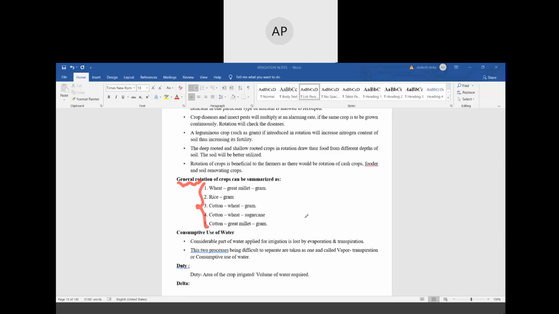Suppose in one field, in the same field, you have sown wheat. Then in the next season, you have to grow grain millet and then gram. So these are examples of rotation. You can rotate the food crops like this.